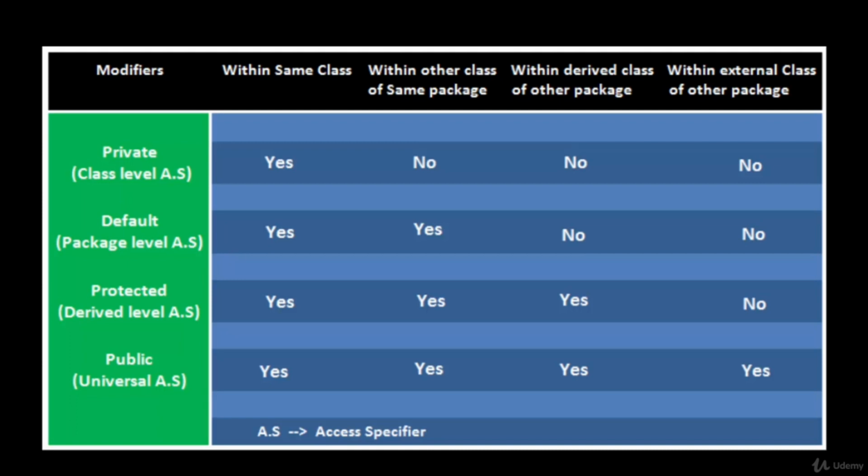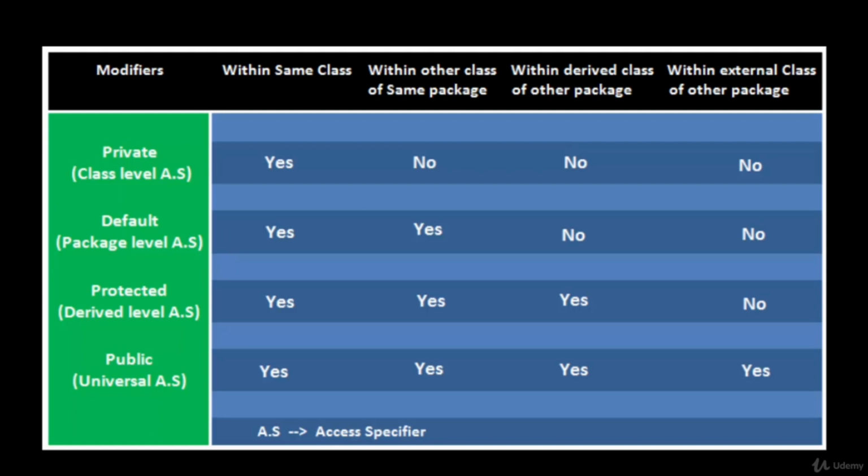In default, we can access it within the same class and within other classes of the same package, but we cannot access it in a derived class of another package or an external class of another package. Now protected: within the class we can access it, within other classes of the same package we can access it, and within a derived class of another package we can access the protected modifier, but within an external class of another package we cannot access it.